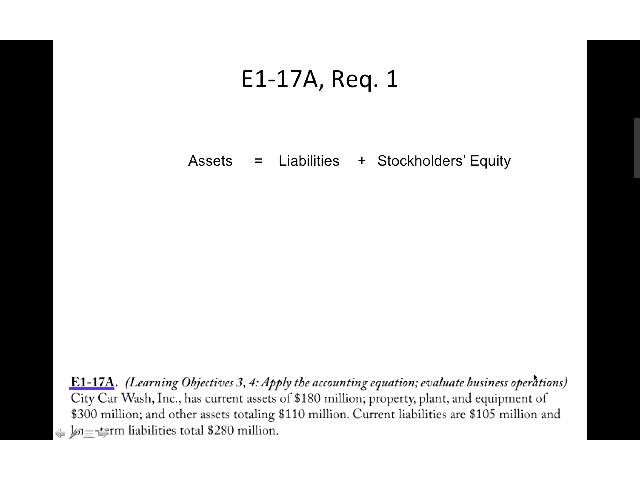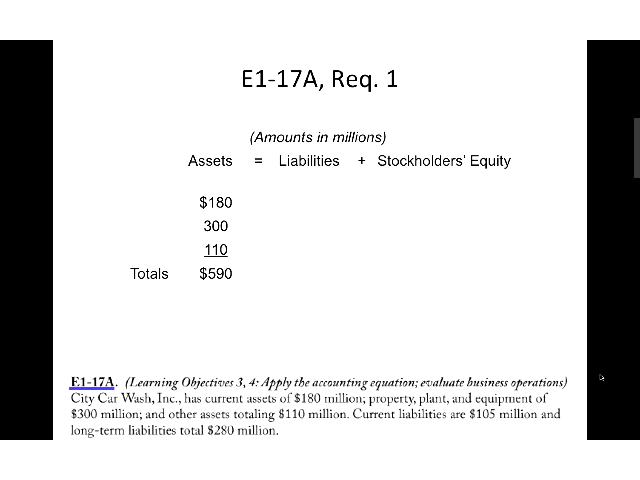So I'm moving the problem to the bottom so I have room to work. The accounting equation is always assets equal liabilities plus equity. Notice it can be stockholders' equity, owner's equity, or just plain old equity. So assets. Down in the bottom of the problem, we have current assets of $180 million, property, plant, and equipment of $300 million, and other assets totaling $110 million. That gives total assets of $590 million. So all I've done is gone through the problem and identified the assets.